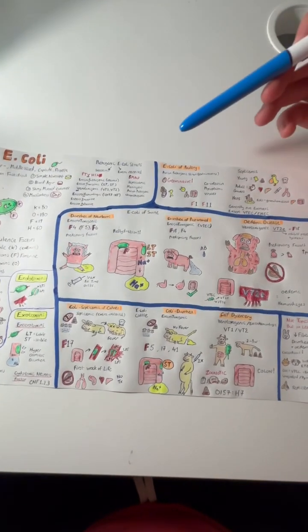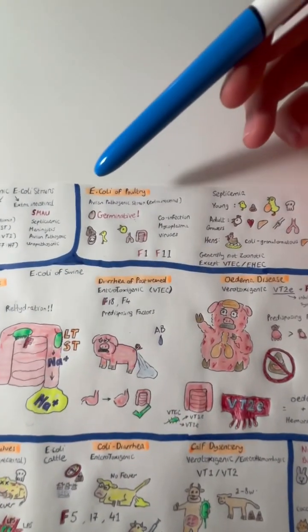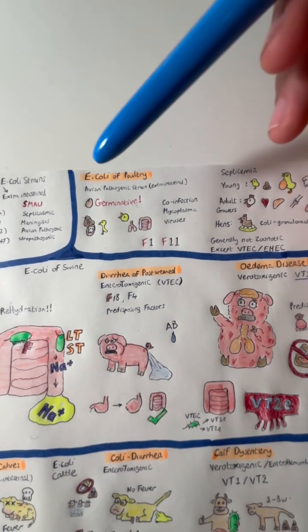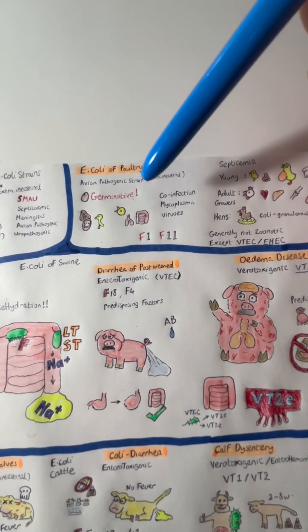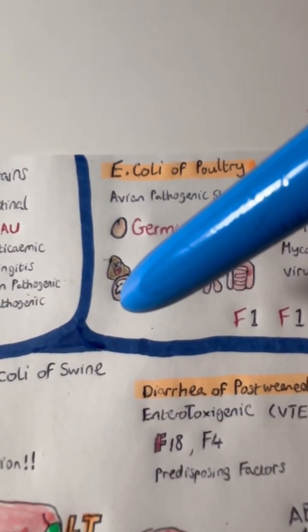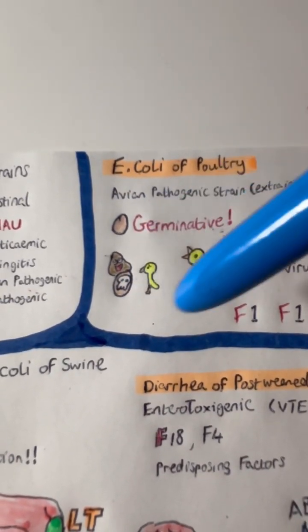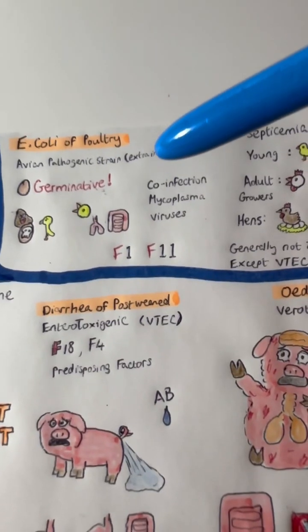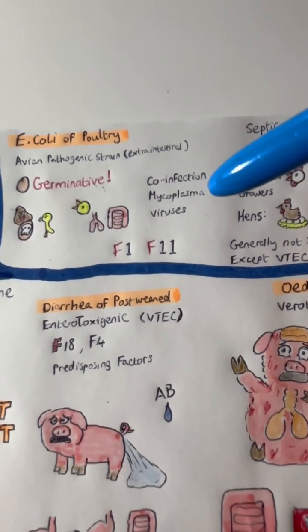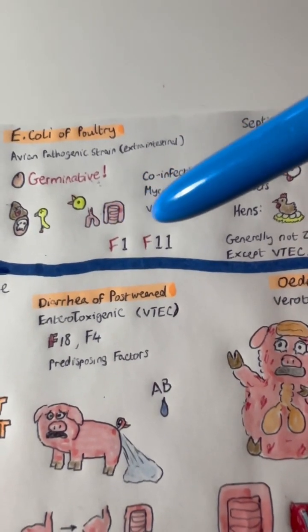For E. coli diseases of poultry, these are caused by avian pathogenic extraintestinal strains. They can infect the birds through means of germinative infection or by horizontal infection. E. coli contaminating eggs can kill the embryo, or it can result in very weak chicks being hatched. It is often associated with co-infections from mycoplasma and viruses. The fimbria are F1 and F11.